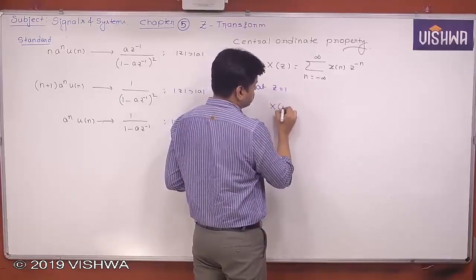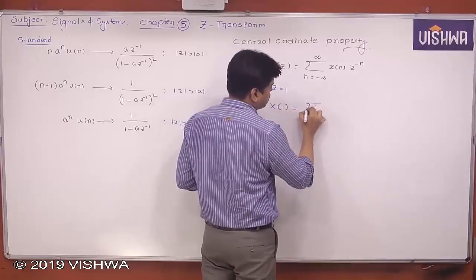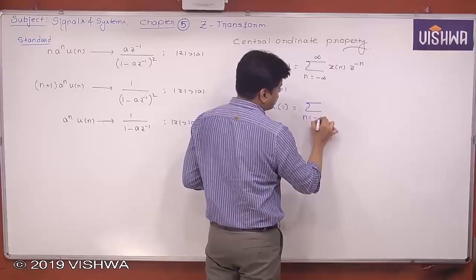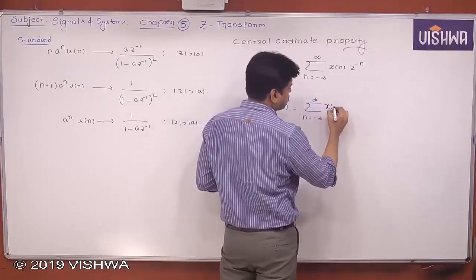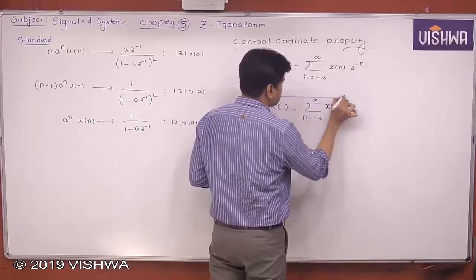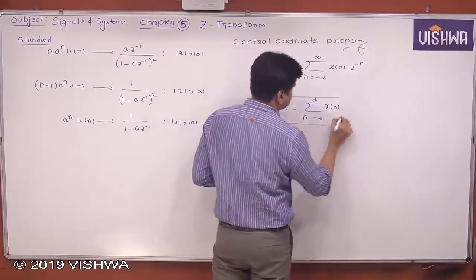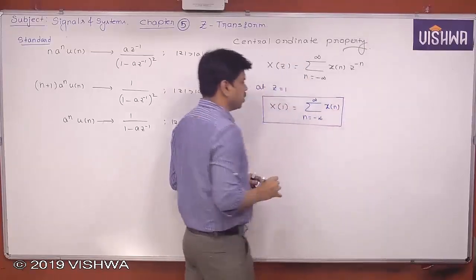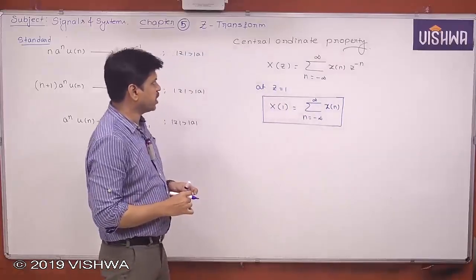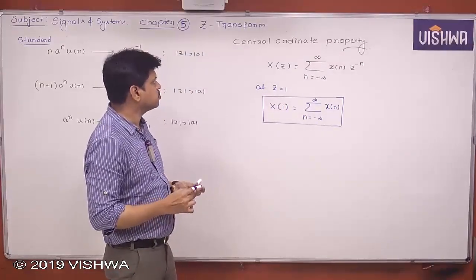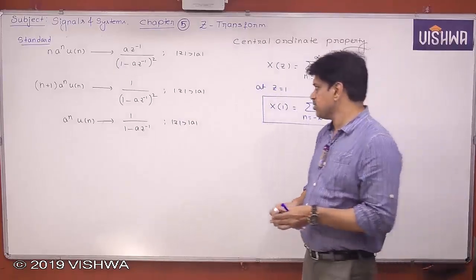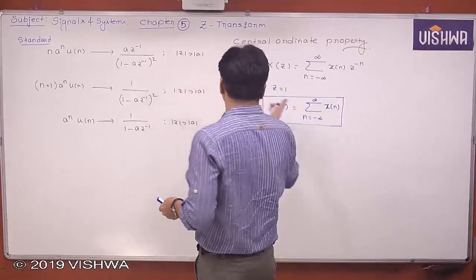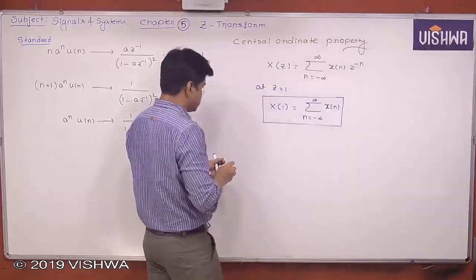At z is equal to 1, X of 1 is equal to summation n is equal to minus infinity to infinity. When z is equal to 1, this is nothing but summation x of n. So summation x of n is going to give you X of 1. I hope you understood. Take it. Based on this, let's say one theorem. Based on these formulas and this central ordinate, let's take an example.